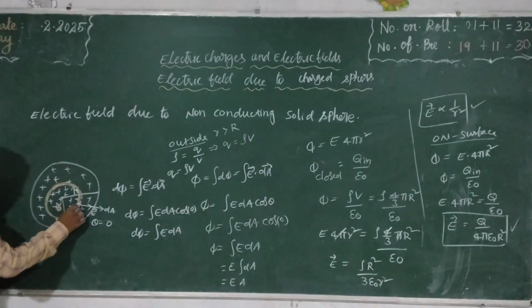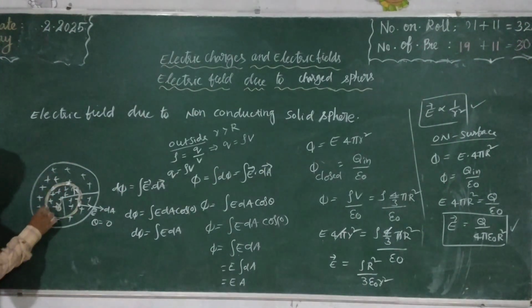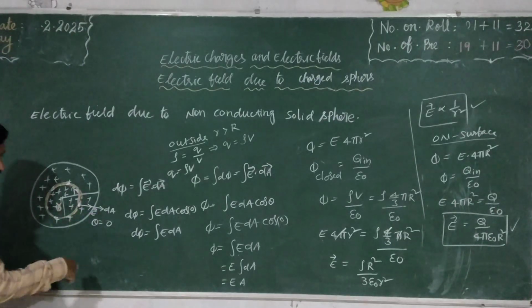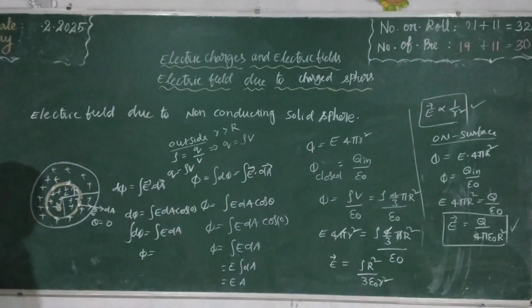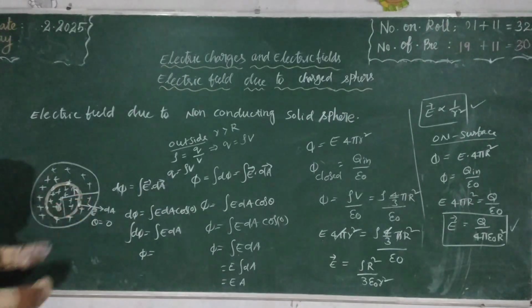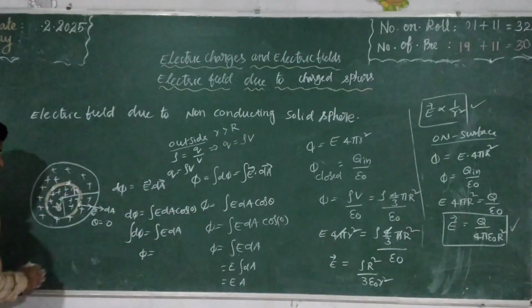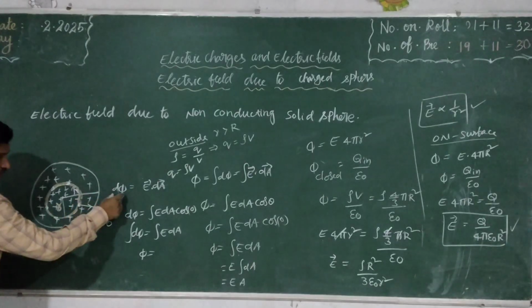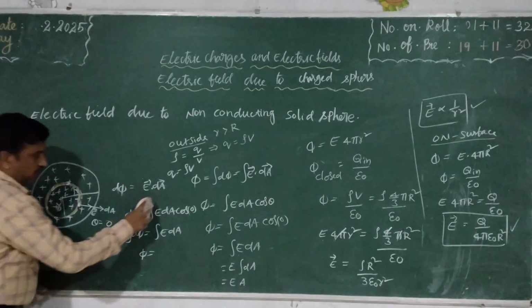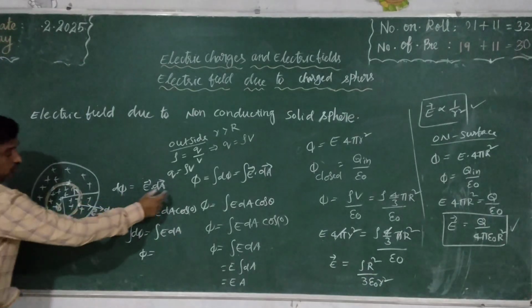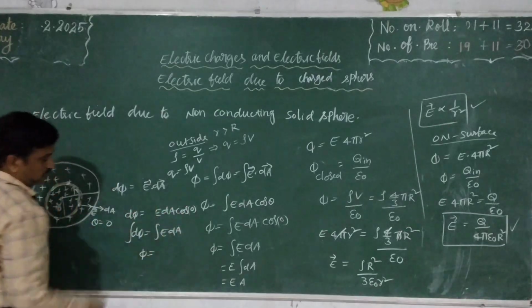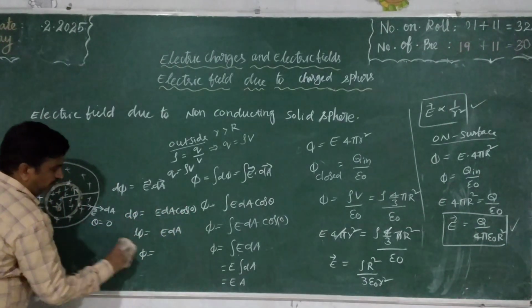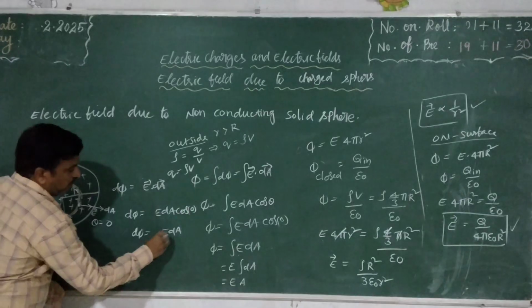This type of d phi is here, here, everywhere, and then we take integration. So phi equals integral E dA. One more thing: due to this small area, what is the flux? No need for integration here. d phi equals E dot dA, which is E dA cos theta. The theta value is 0, so E dA cos 0, and we get d phi equals E dA.